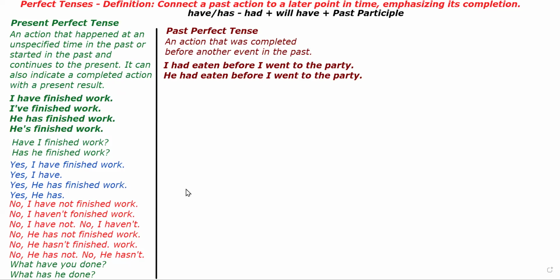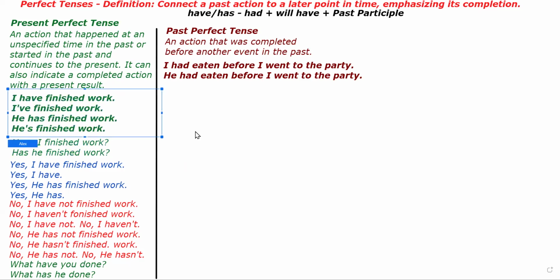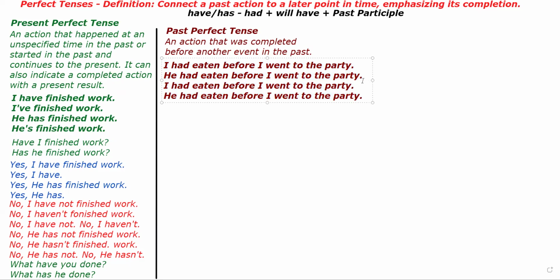Okay, so that is also valid, the contractions. In this case, I had eaten before I went to the party. He had eaten before he went to the party. Or we could use the contractions as well and say what? We could say I'd eaten. I'd eaten before I went to the party, or he'd eaten before he went to the party.